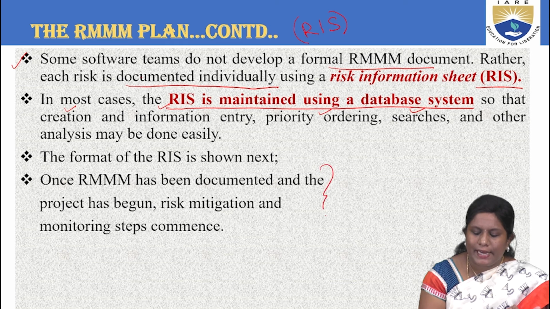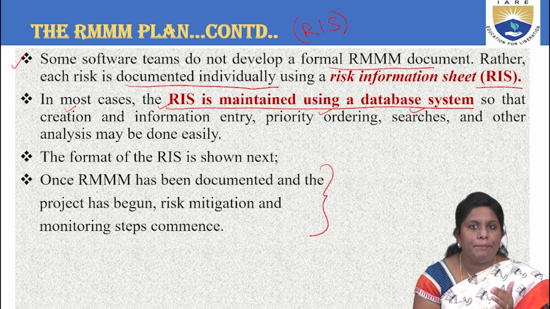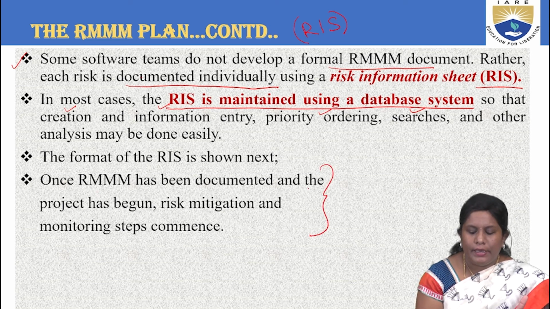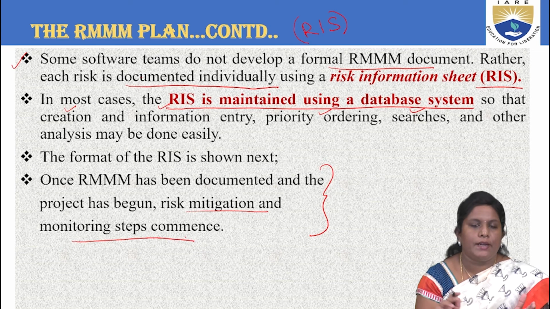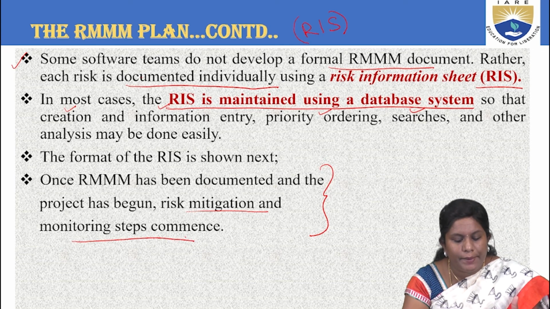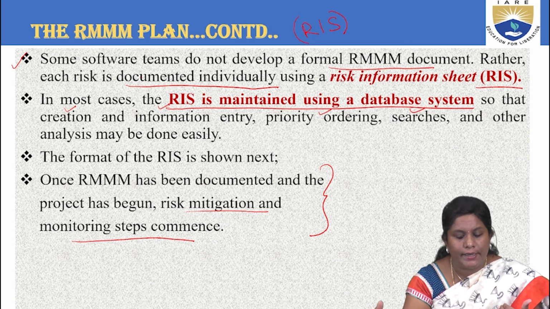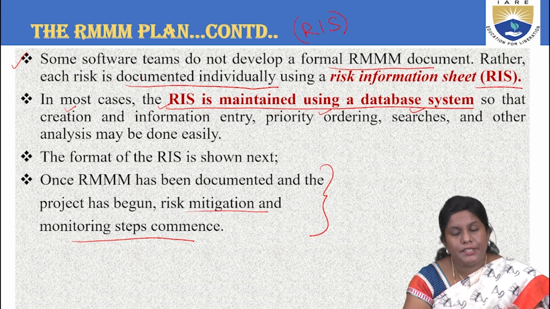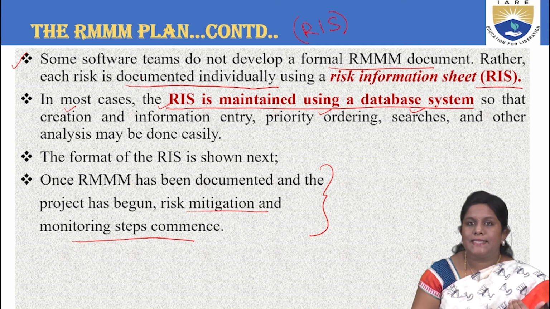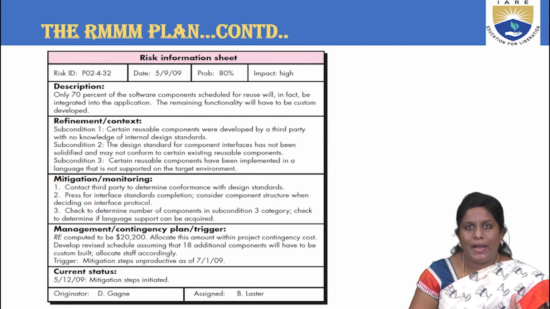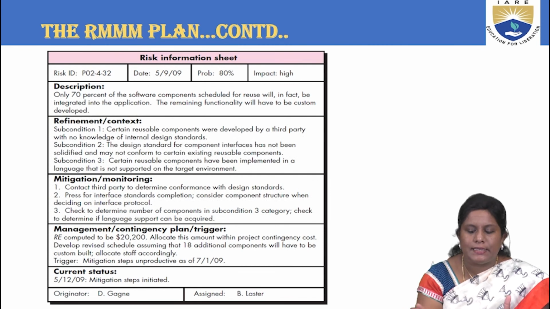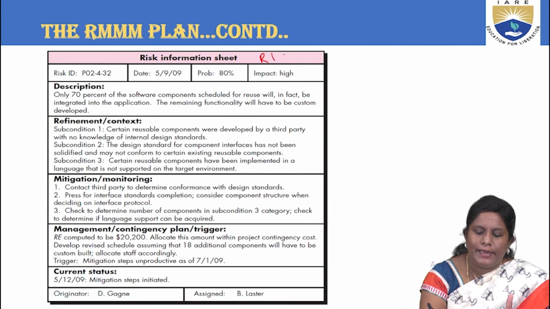Now, what does this exactly do? Once the RMM has been documented and the project has begun, the risk mitigation and monitoring steps will commence. So what is the last point trying to say? Once you have documented everything in the RMM and the project is starting, the risk mitigation and monitoring steps will also start simultaneously. So have a look at the RIS. This is called the RIS.